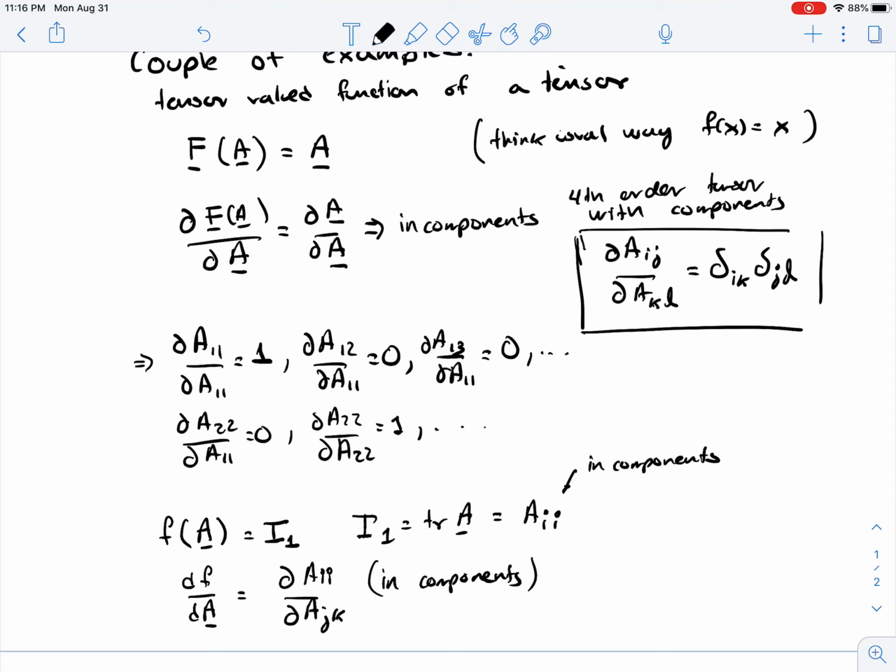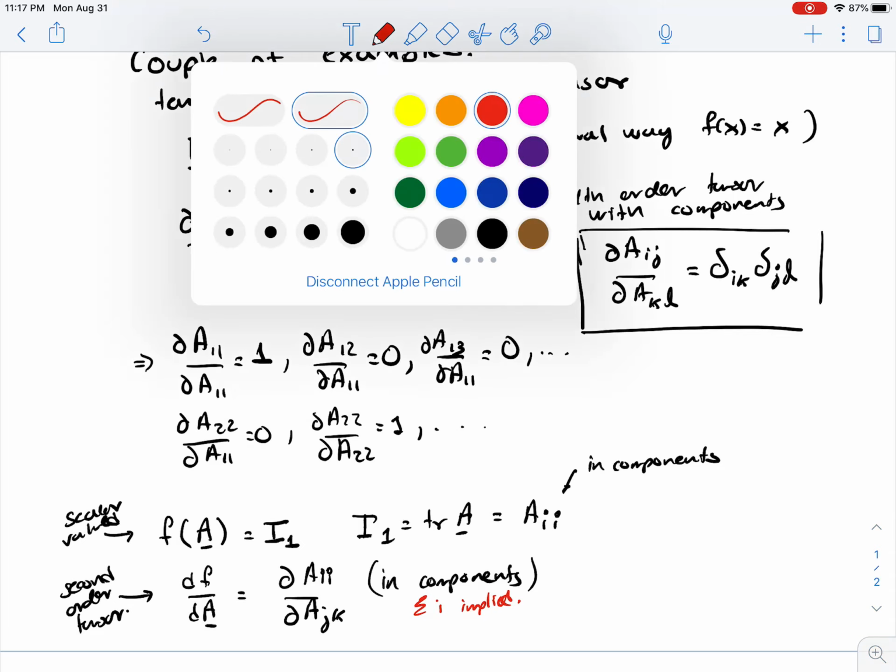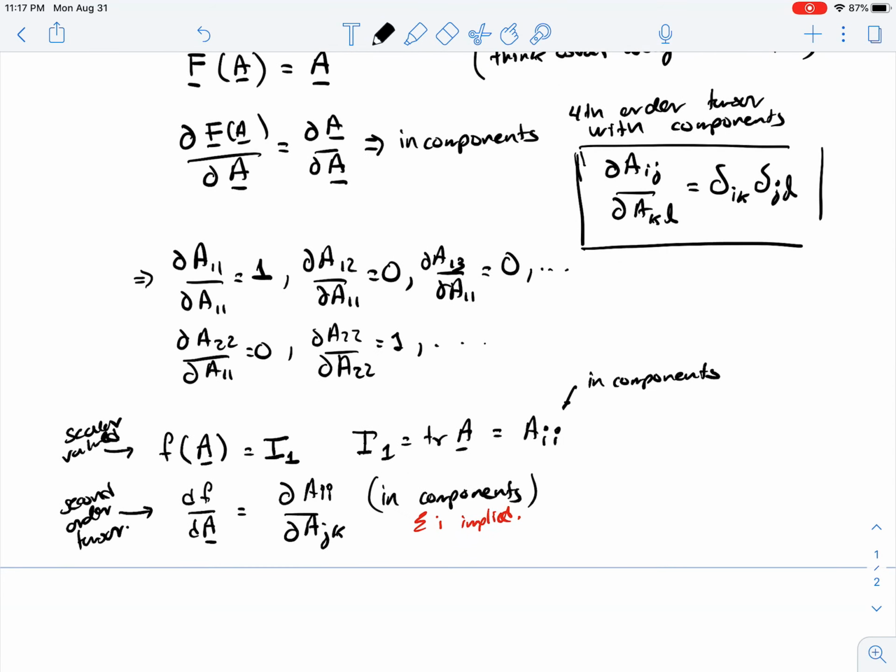Again, note that this part right here is still independent of basis, whereas the second part right here is in components. So once you have chosen a basis, that will be the partial of A_ii with respect to A_jk. Notice that this was a scalar valued function, and this is a second order tensor, because now we have these two free indices, j and k. The i is not a free index because there's a sum over i implied here.